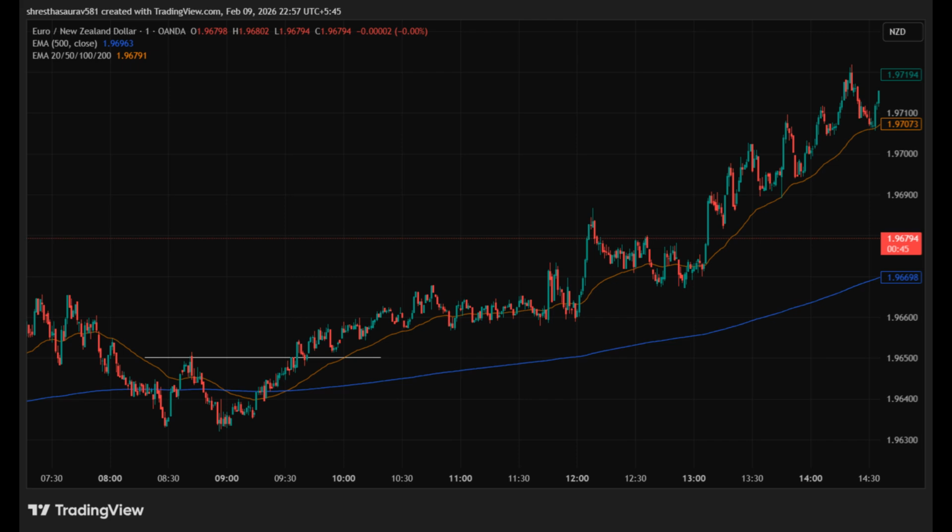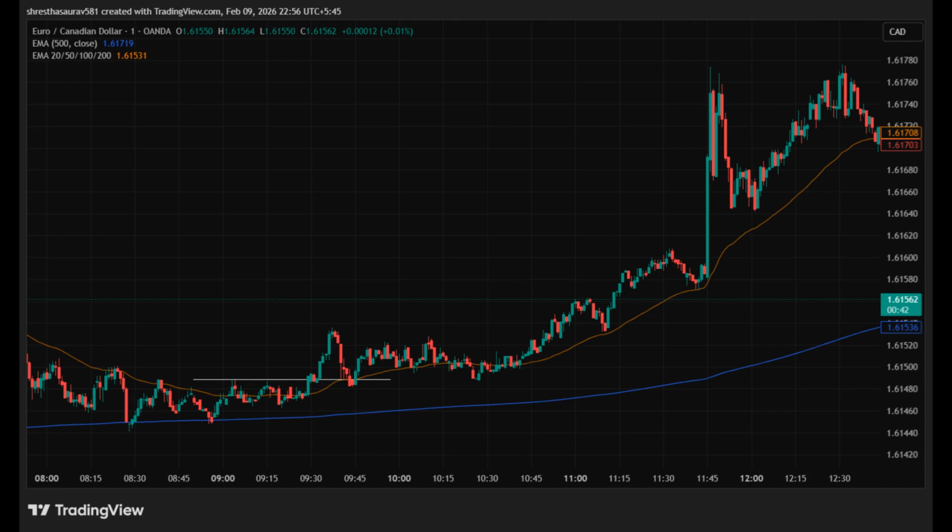Shifting our focus to the euro versus the New Zealand dollar, we can see a clear trend. Pay attention to the indicated levels and the long-term EMA. Next is the euro against the Canadian dollar. Examine the price swings and how the shorter-term EMAs cross and interact with the 500 EMA.